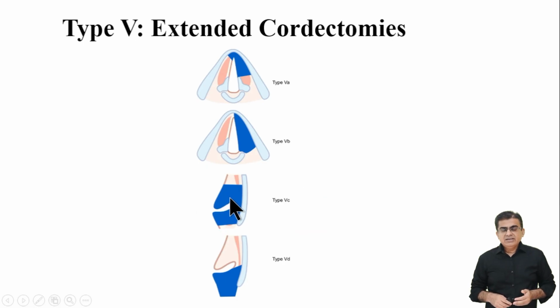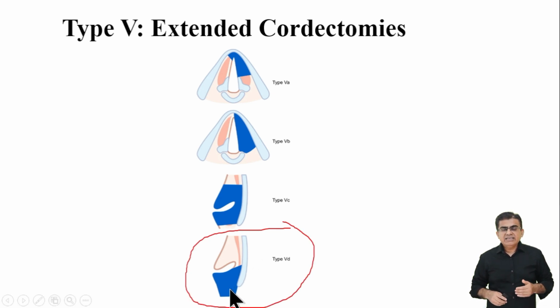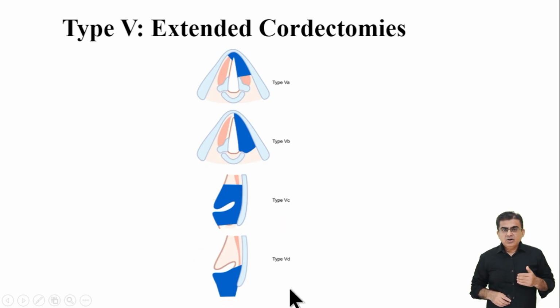Finally, look at the type 5D cordectomy. This is the inferior or subglottic extension. We strictly use this when the cancer creeps downward below the true vocal cords into the subglottic region. See here. You must always map these exact extensions perfectly before you ever take the patient to the operating room.